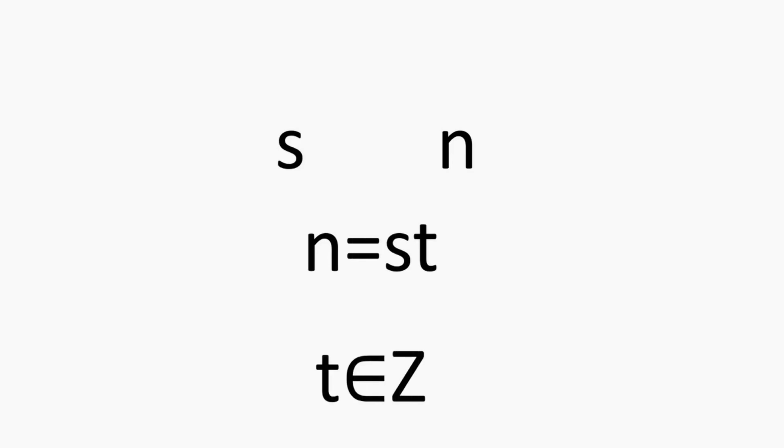Next, consider the divisor. An integer s is called a divisor or multiplier of an integer n if n is equal to s multiplied by t, for some t that is an element of Z. In turn, n is called a multiple of s. The divisibility of n by s is denoted by this symbol.